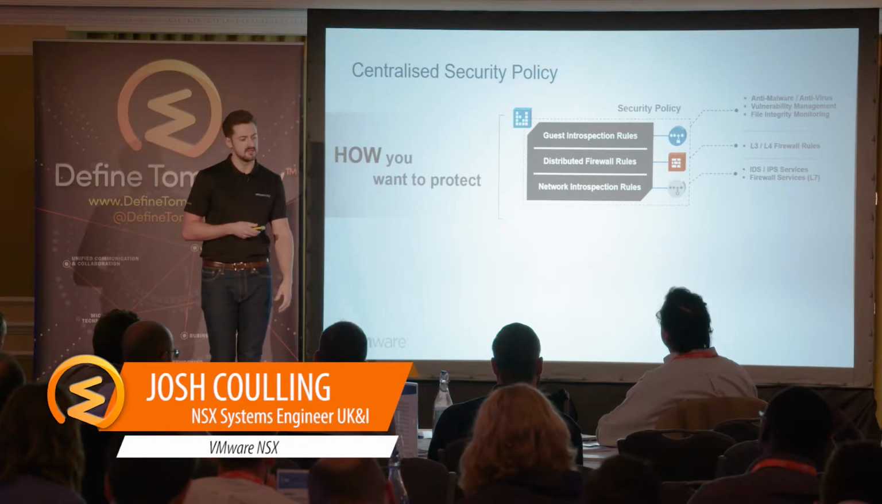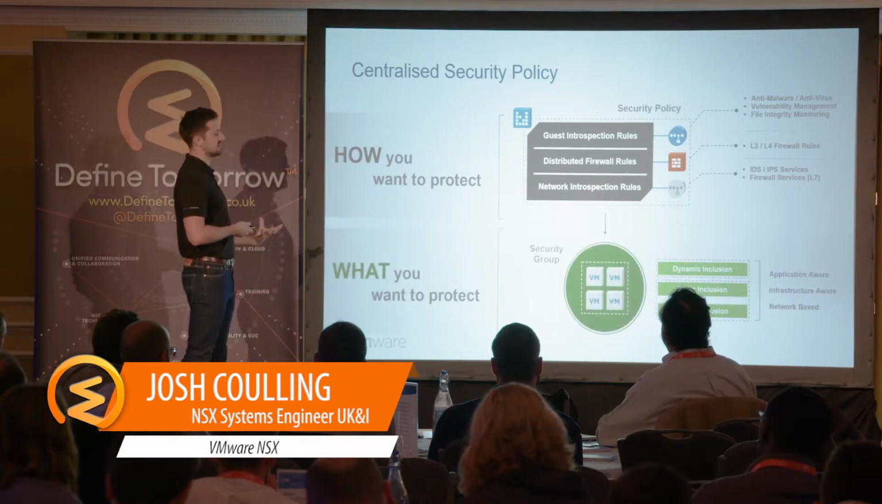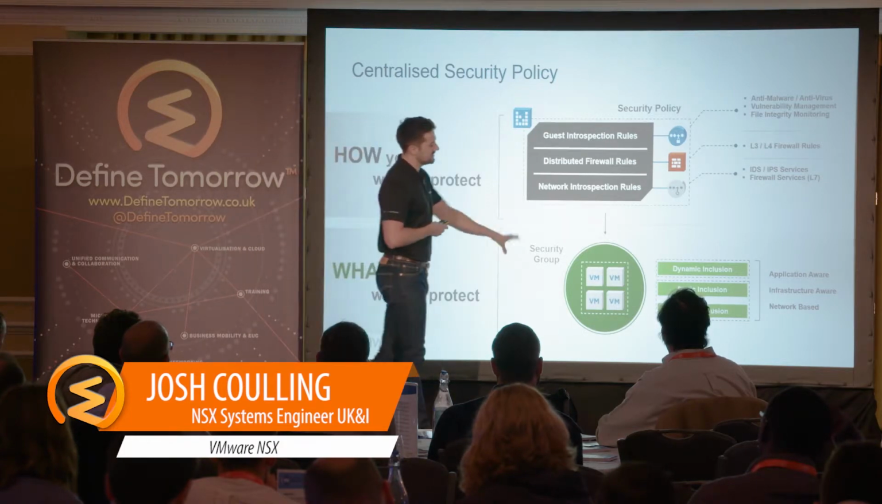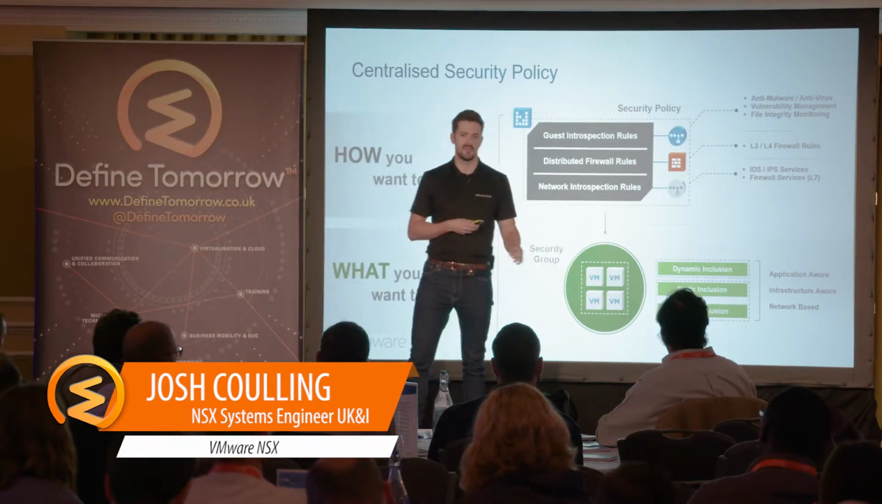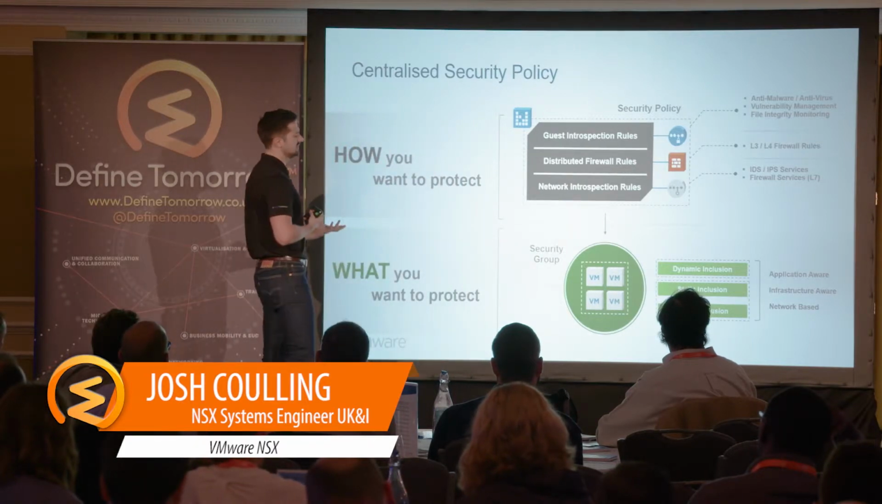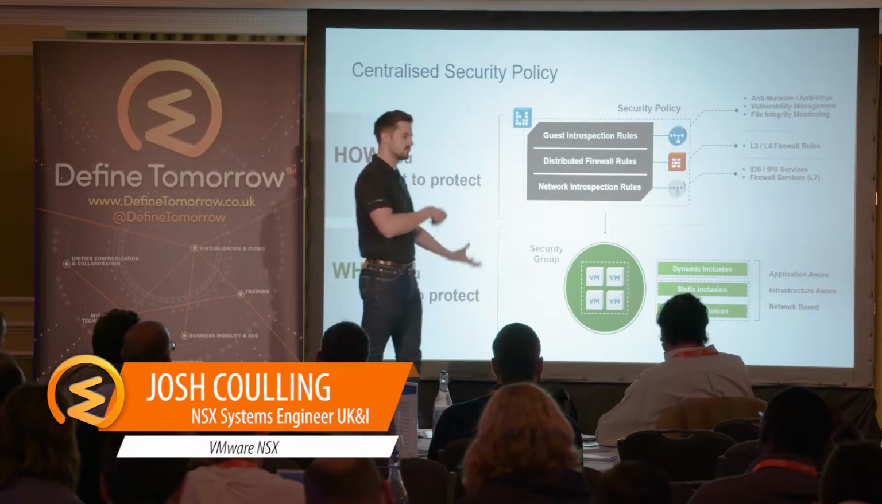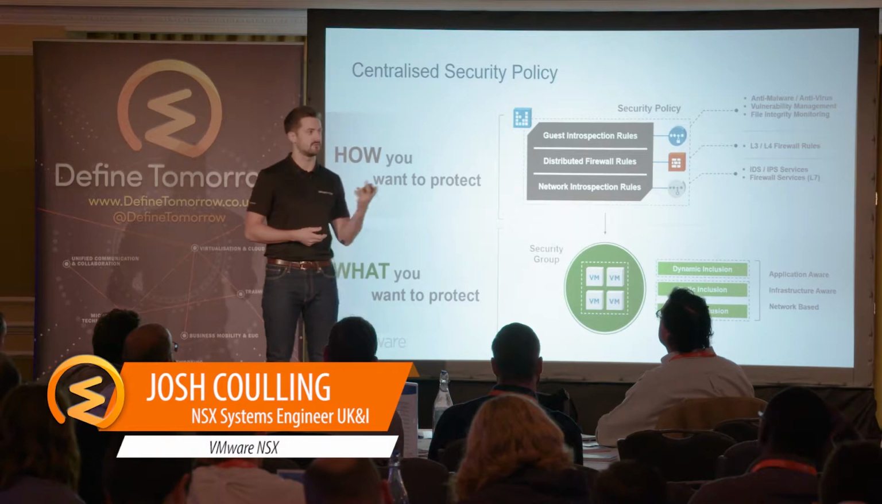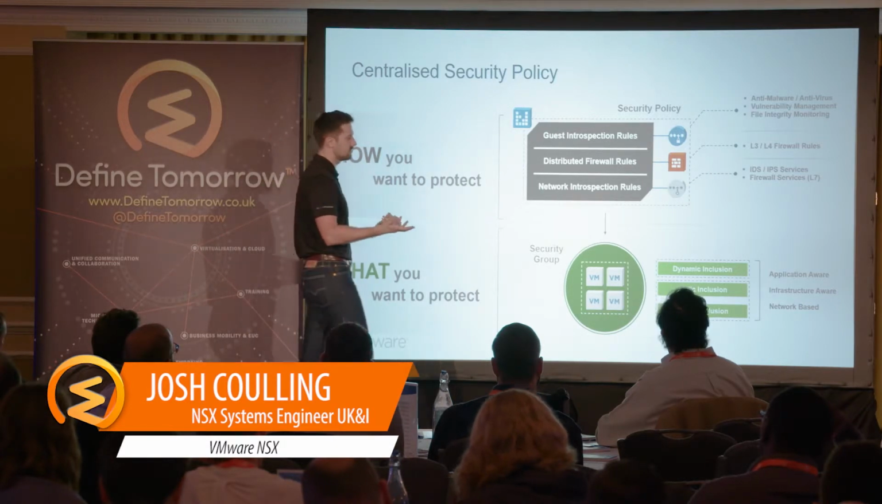So once we've defined our security policy, which is really saying, how do I want to protect my workloads? The second part to that is then actually defining what is it that I want to protect. And we use something called a security group in NSX to define what it is that we actually want to protect. Now, this differs a little bit from the traditional security approaches where you use things like IP addresses and MAC addresses to define your source and your destination of policy.